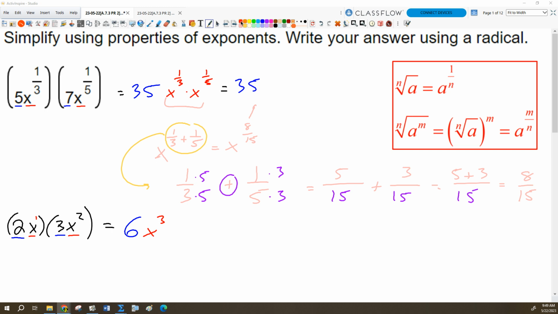Well, it's not our final answer. It's very close. 35 times x to the 8/15. So the last step, it tells us to write your answer using a radical. So now I got to just, last part of this, I just got to deal with writing this as a radical, okay? So what's that going to look like?